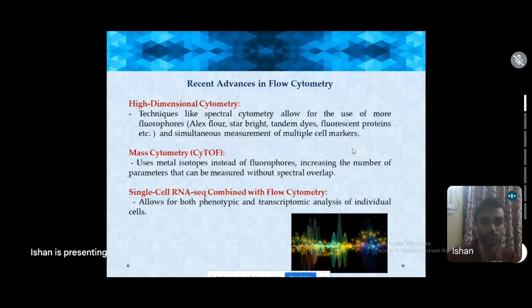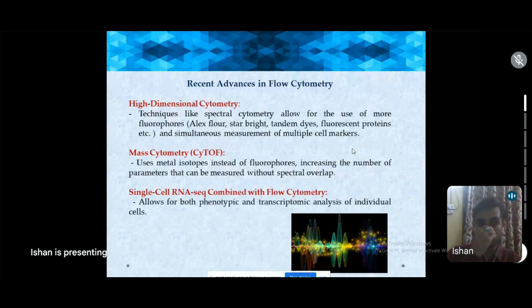Then comes mass cytometry, that is the CyTOF. CyTOF is mass cytometry. This uses metal isotopes instead of fluorophores to increase the number of parameters that can be measured without spectral overlap.